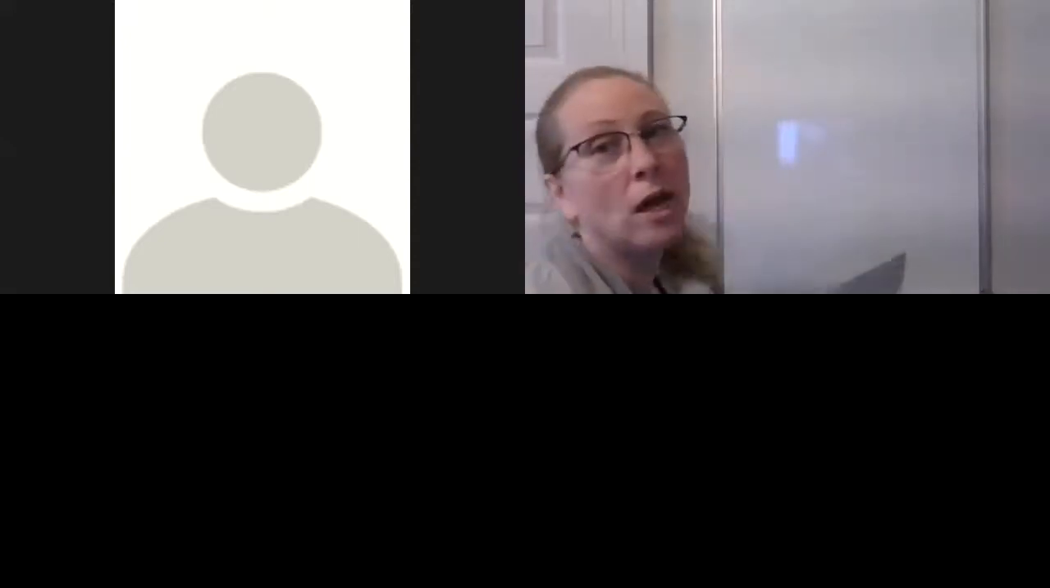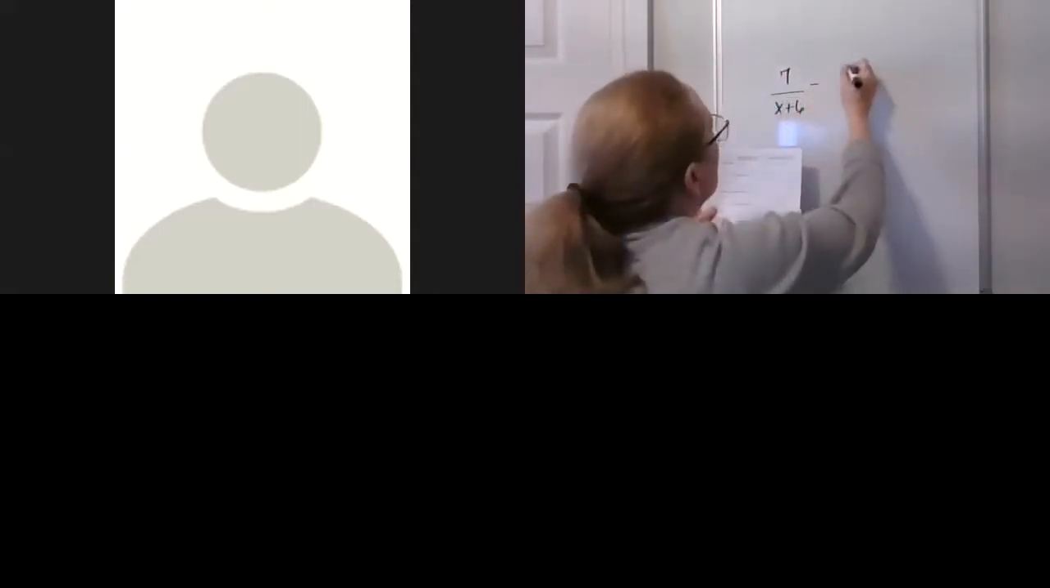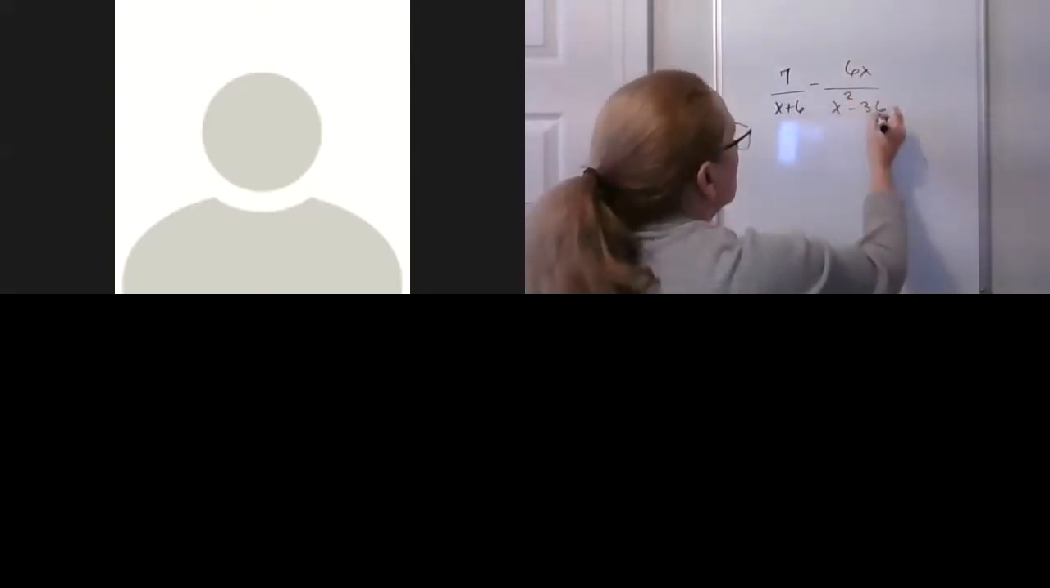As I was reminding you last week, and let's see, I've got Sam coming in too. As I was saying last week during our Zoom conferences, when you have expressions, you just have to watch out that you're not multiplying through by an LCD unless you have an equation. So now here's our next one. We have 7 over x plus 6 minus 6x over x squared minus 36.